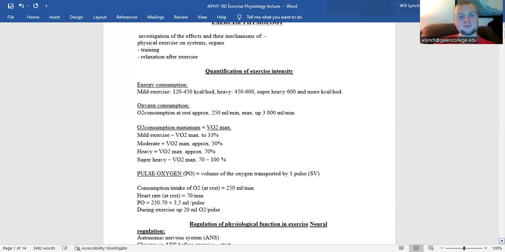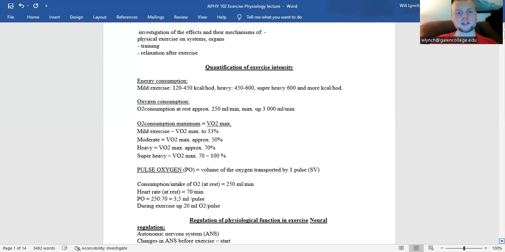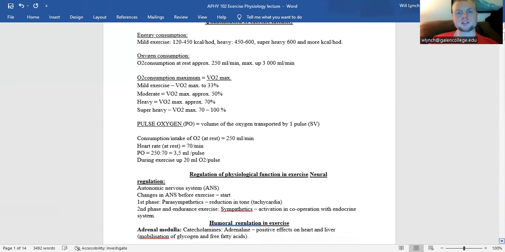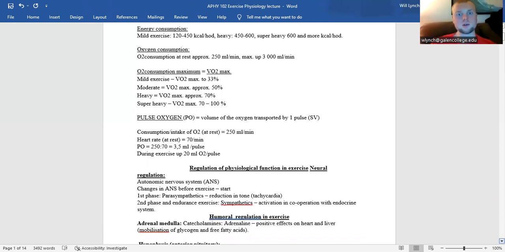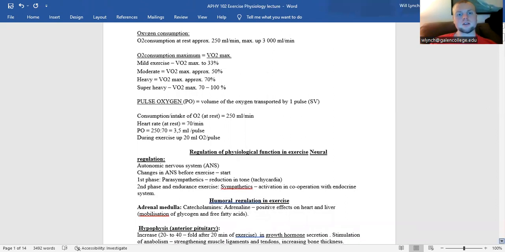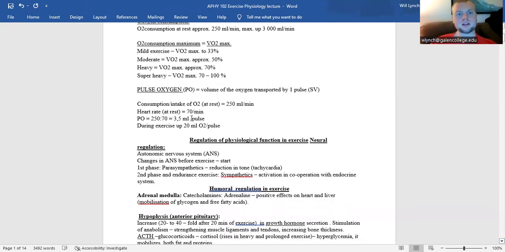Looking at oxygen deprivation, we look at something like a pulse oxygen percentage, which is the volume of oxygen that's transported by one pulse or one stroke of the heart. If we look at consumption and intake of oxygen at rest, again, about 250 milliliters, and we know that resting heart rate is going to be around 70, then if we take that calculation, during exercise we're about up to 20 milliliters of oxygen per pulse of blood.